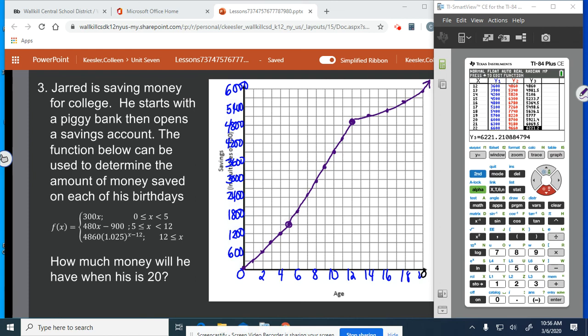Okay, so how much money will he have when he is 20? So we see that in the table right now. 20 is highlighted. If I bring it over, we can see exactly the dollars and cents that he would have. So he would have about $5,921.44. Okay, so that is how you do a piecewise function.